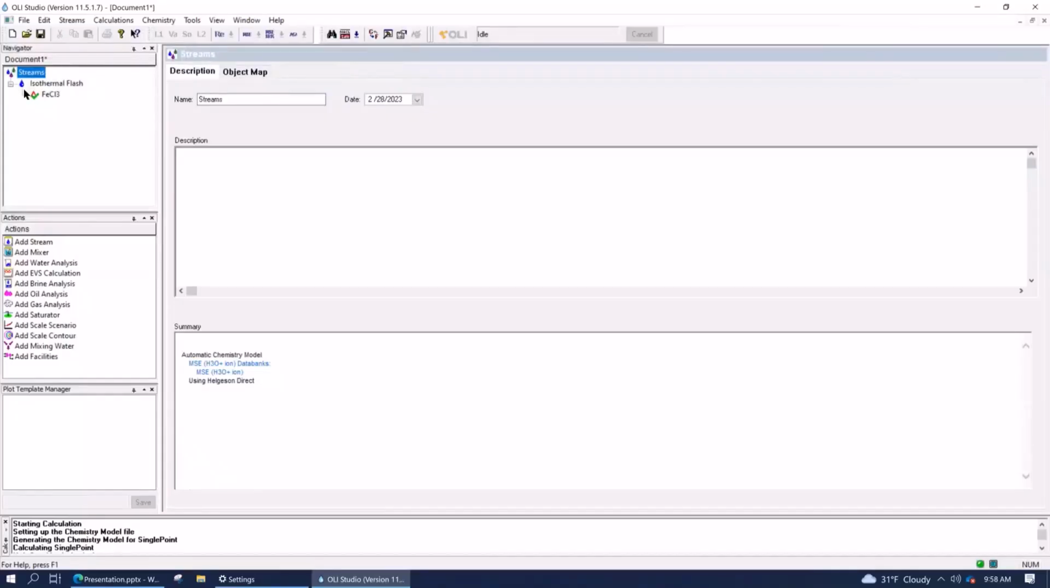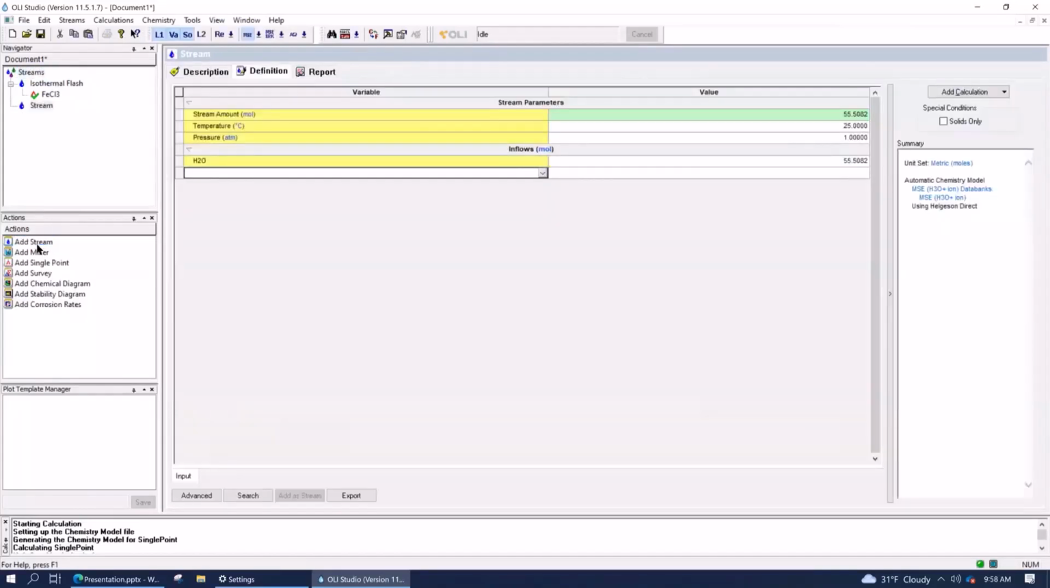So if you're at the top level stream right now, just add another calculation. Okay, double click on add stream. And let's just call this one bubble point.